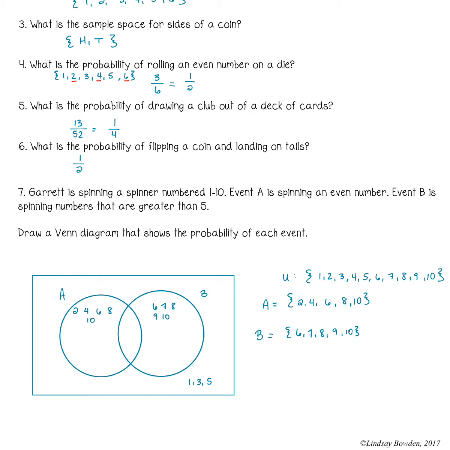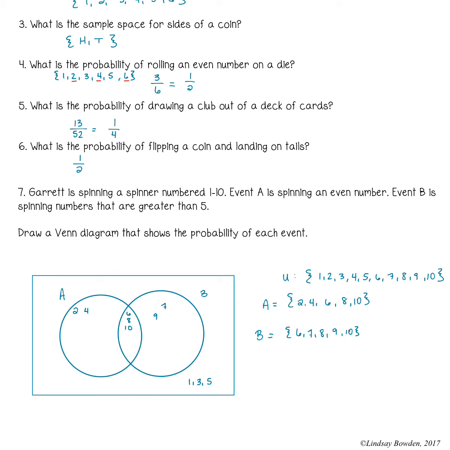So 2, is 2 in both? Nope. 4 in both? Nope. 6, however, 6 is in both, so he goes in the middle. 7 in both? Nope. 8 in both? Yes. So he goes in the middle. 9 and then 10 will also go to the middle. So now we've got our Venn diagram situated.